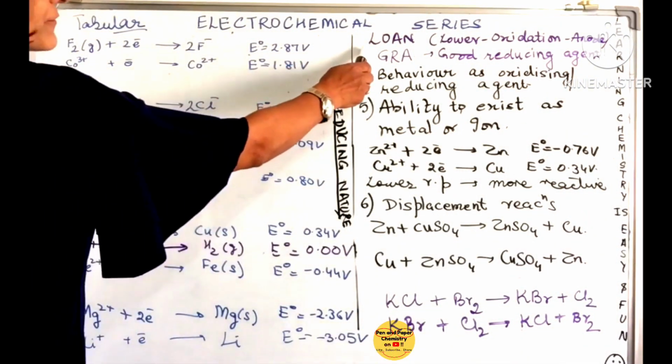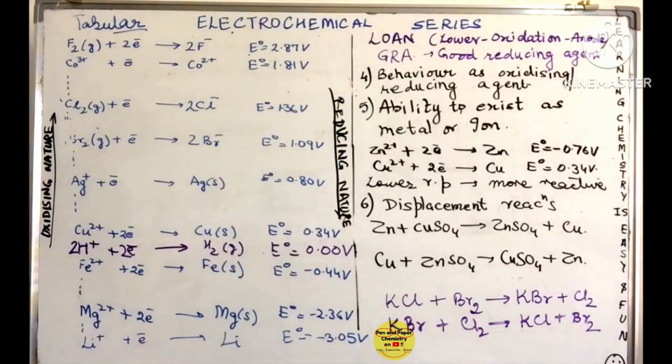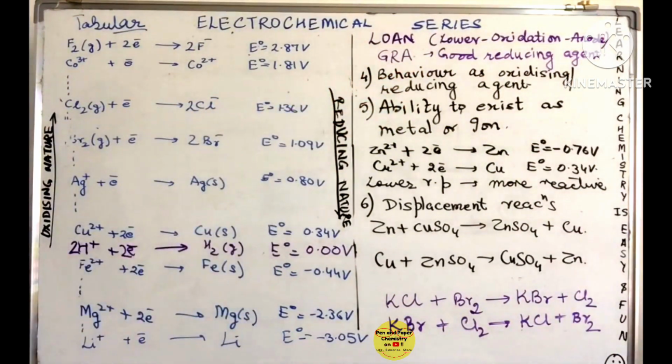Simple mnemonics that we have discussed earlier. Lower reduction potential behaves as the anode. Oxidation will happen at that electrode. GRA, graph, good reducing agent. Simple, right? This way you can design any of your mnemonics, and maybe if you find something interesting, you can share it in the comment section. Most welcome to do that. So our fourth point, behavior as oxidizing and reducing agent, has been covered very thoroughly.